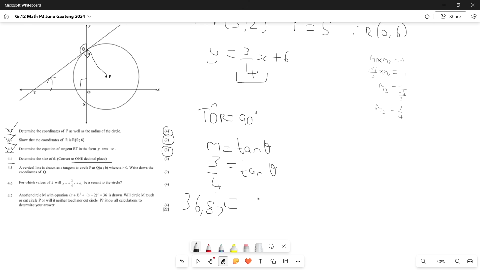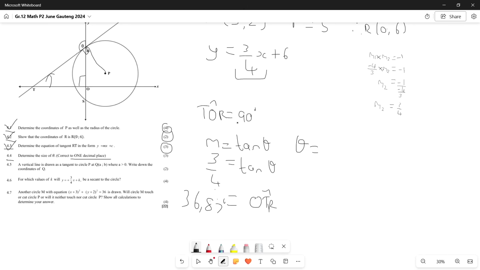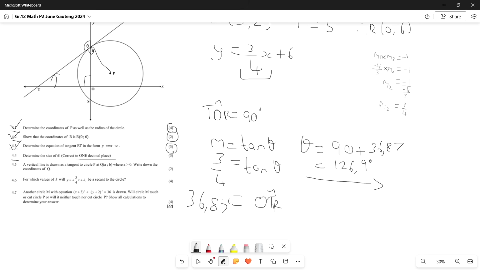36,87 degrees is the value of OTR over there. So OTR is the angle over here, which means that theta is just 90 plus angle OTR, and therefore theta equals 90 plus 36,87, and that equals 126,9 degrees. A reminder that we're rounding to 1 decimal, so we round it up to 1 decimal as 9 degrees over here. And that just earned us 3 marks over there.